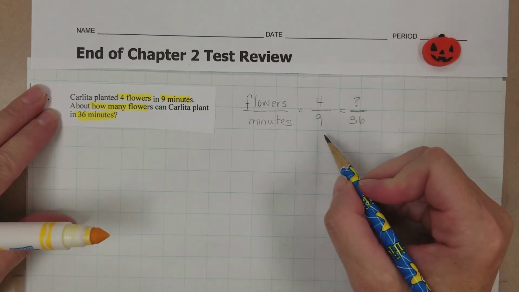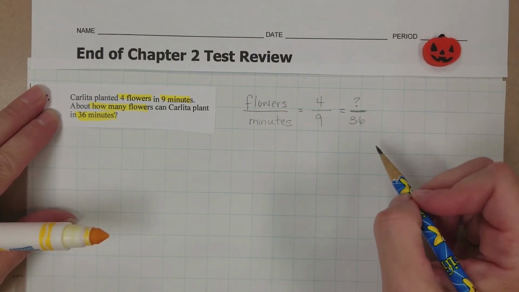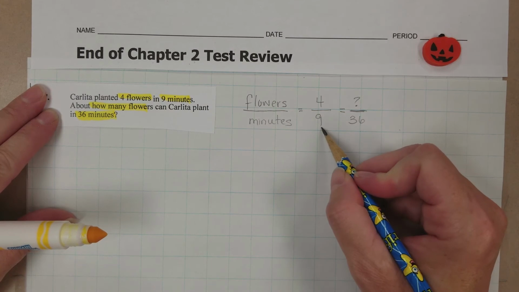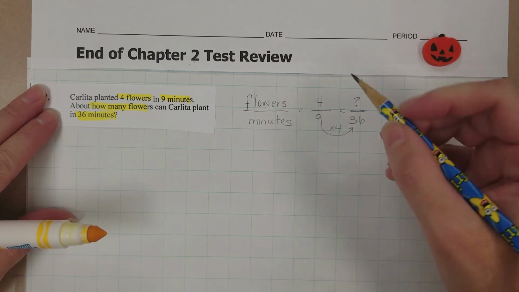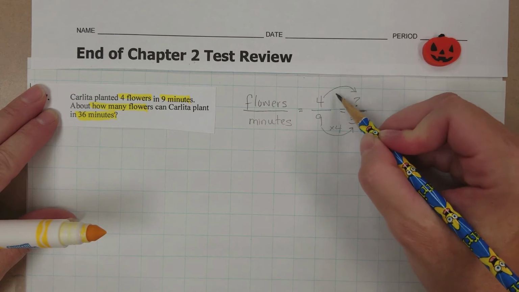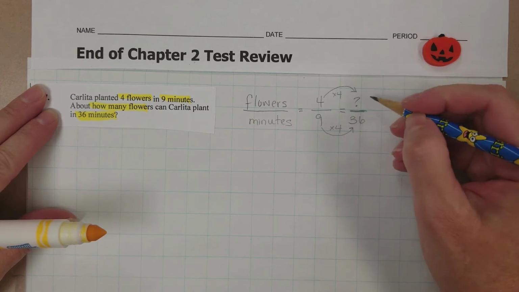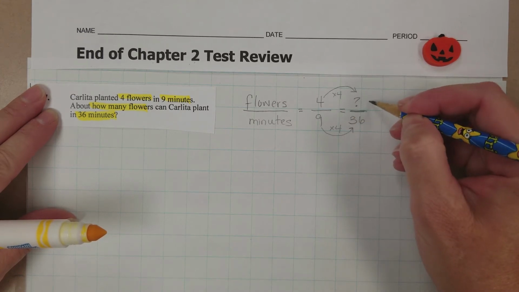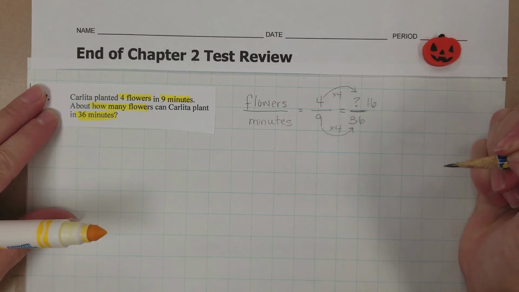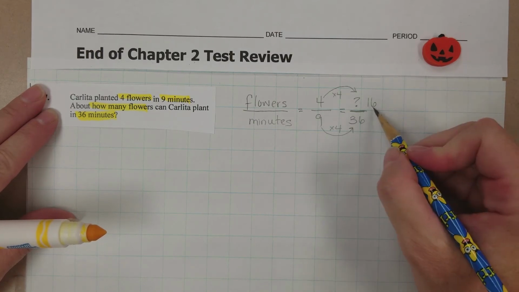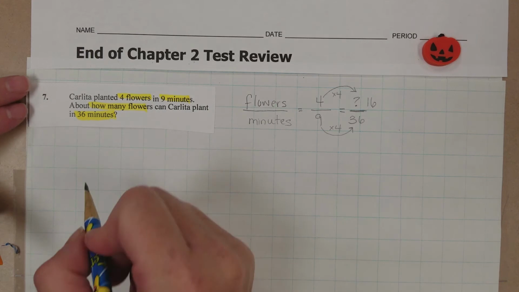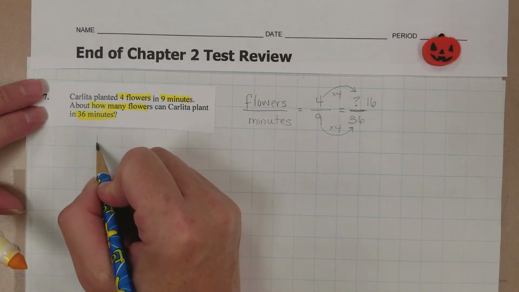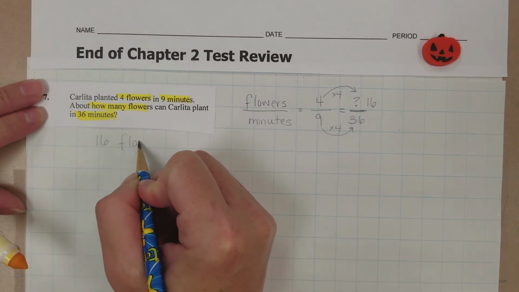In order to complete this ratio, we're going to use equivalent fractions. 9 times 4 is 36. 4 times 4 is 16. So we have 16 flowers in 36 minutes. So we can write that: 16 flowers.